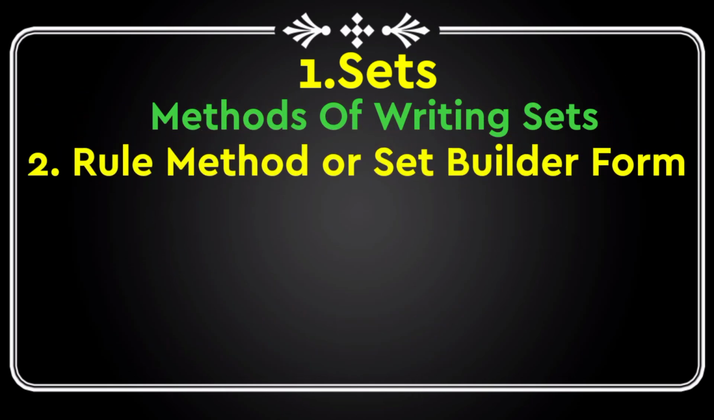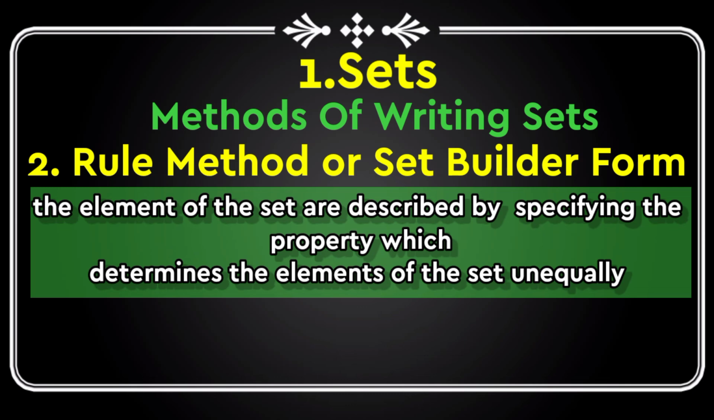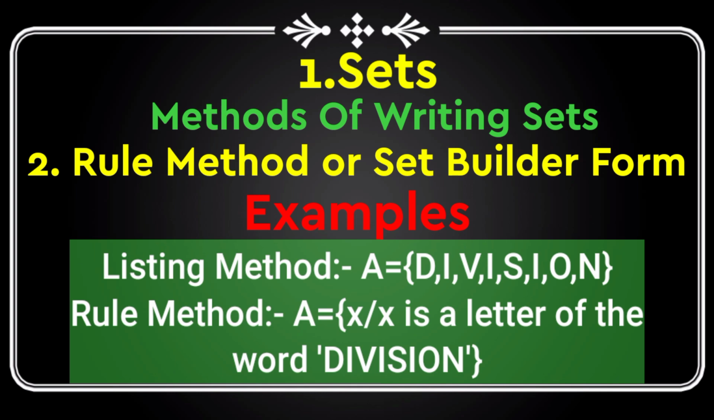Method of writing a set, second: the rule method or set builder form. The elements of the set are described by specifying the property which determines the elements of the set uniquely. Example: listing method, write in rule method.